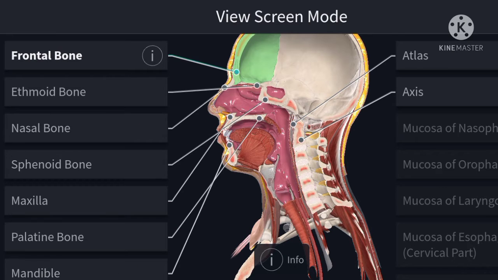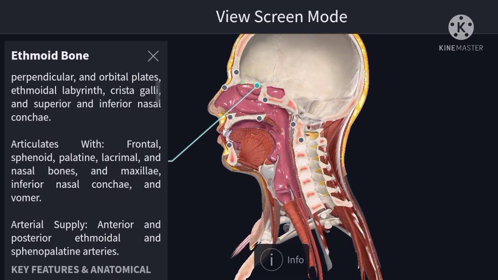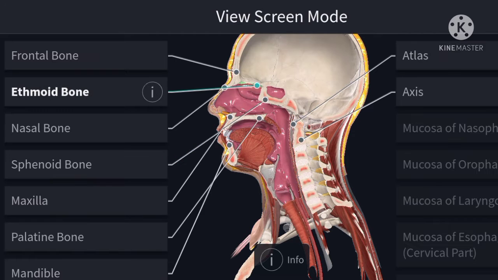Now we will see the ethmoid bone. As you can see here, this is the ethmoid bone, and it is a type of irregular bone which is located in the viscerocranium, and it is supplied by the anterior and posterior ethmoidal and sphenopalatine arteries.